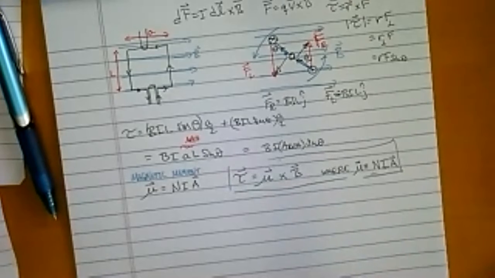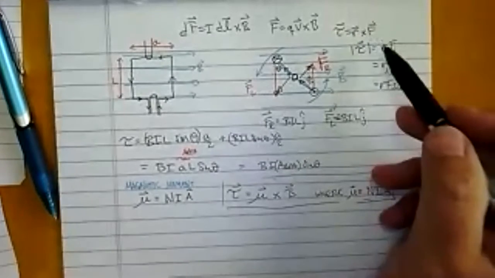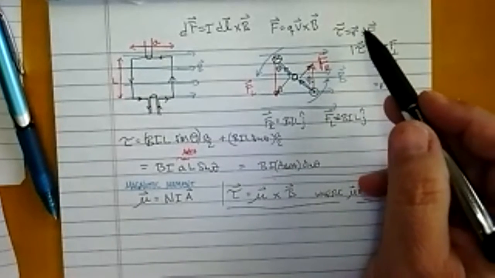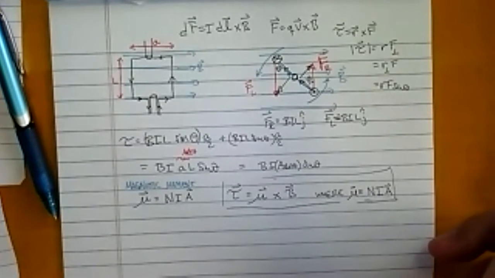So that's wonderful. That's given us an expression that looks just like torque. Remember, I said torque is equal to R cross F, and now I've found one just like it, except instead of R and F, I now have a mu and a B. So I got another cross product. That's handy. That helps us calculate some things.